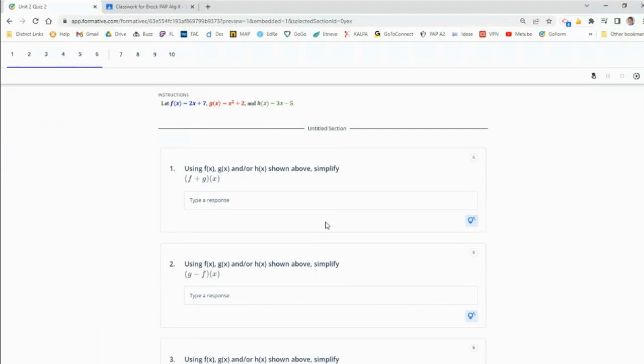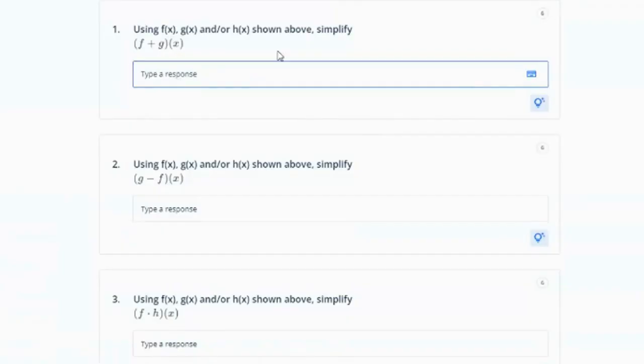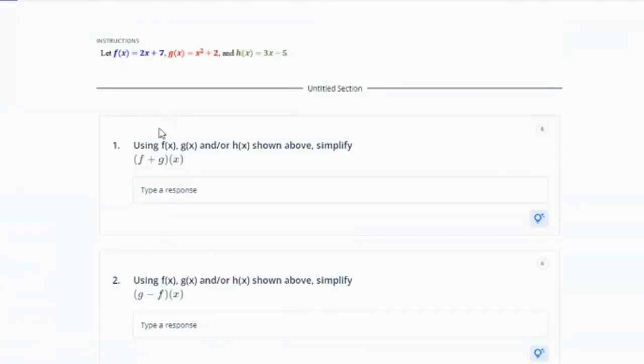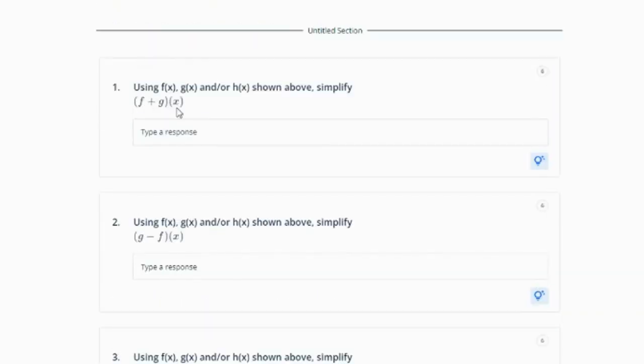All right. So, using f of x, g of x, and h of x shown above. Here it is. I put it in color to make it easier to see. If that's too small when you have it pulled up in your Chromebook, you can click on it, and now it's not too small. It's easy to see what f of x, g of x, and h of x are. But like the first question says, what is f plus g of x? You may have to go back a few weeks and pull out your notes. How do you write that? f plus g of x equals what, with this f and this g?